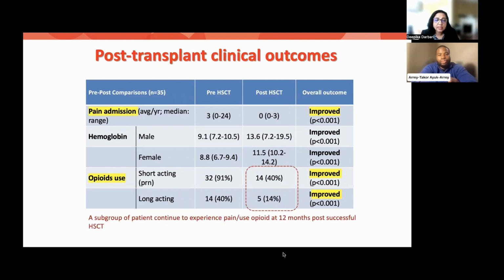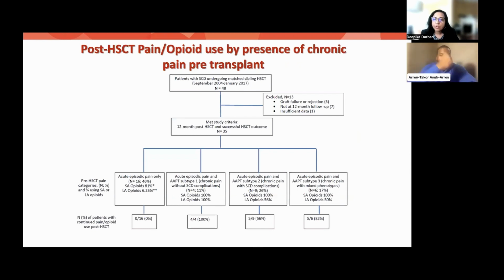But as you can see here, this is a group of individuals one year after their successful transplant, but there were a few patients who continued to experience pain, and the pain was so severe that they needed opioids to treat it. Next slide, please. So we wanted to see what the risk factors were, and who those individuals are who continue to have pain, and what factors before the transplant may have made them susceptible to pain and opioid use after the transplant. Next slide, please.